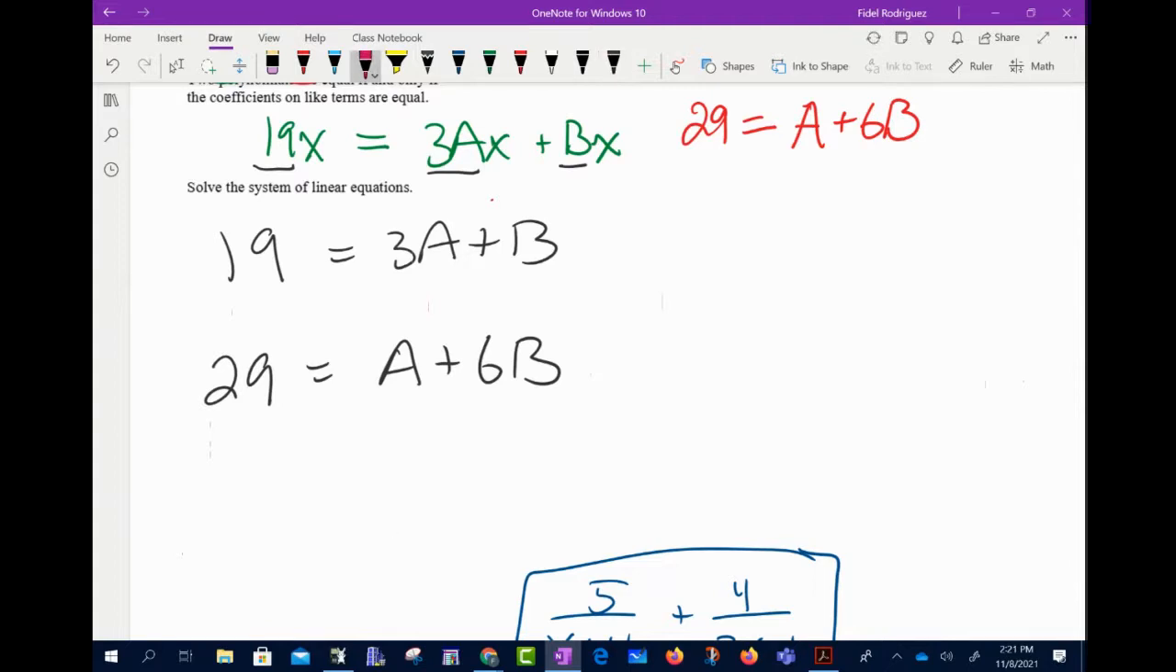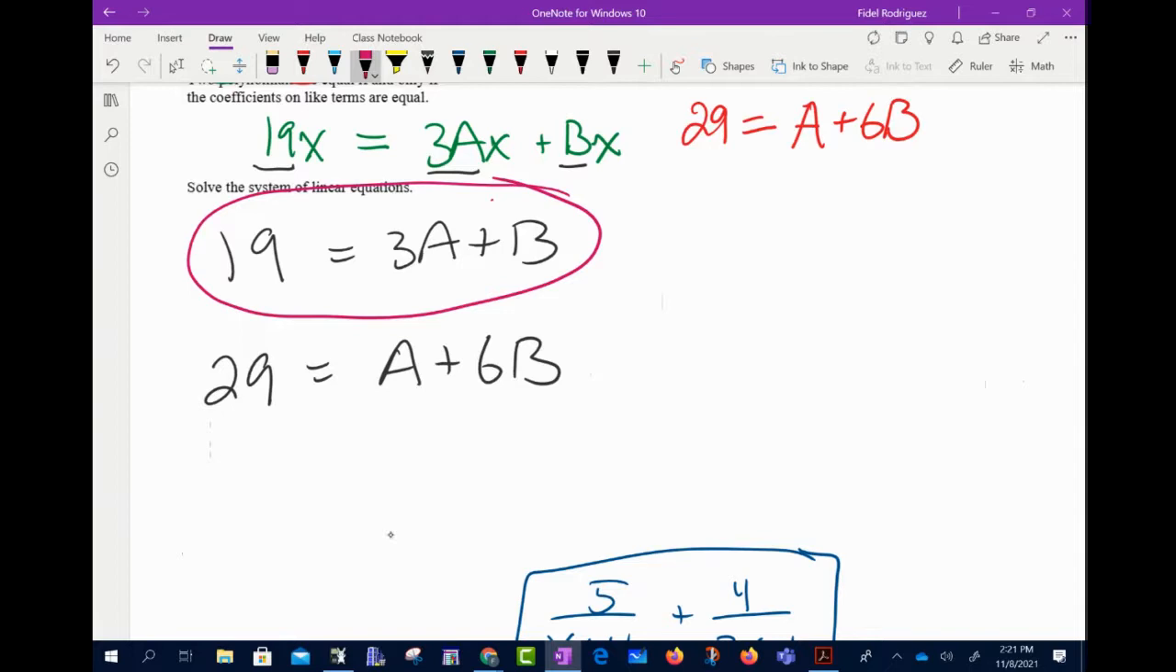So let me ask you guys a question. If you looked at the first equation, and I wanted to solve that equation for the letter A or for the letter B, remember what that means. I want to get either the A or the B by itself. Which letter would it be really easy for me to solve for in the top equation? The A or the B?